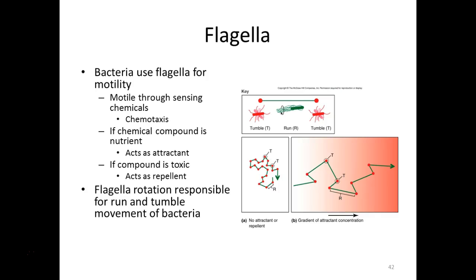And as we saw, they're going to move in response to a chemical signal. If it's something they want, an attractant, they're going to head towards it, and they're going to run a lot to head towards that and not tumble quite as much. If it's a repellent, they're going to go, obviously, in the opposite direction from it. And if there isn't anything there, they just kind of tumble around.